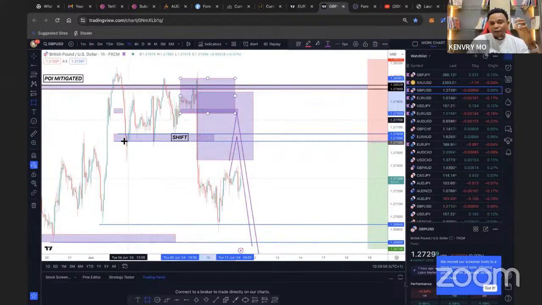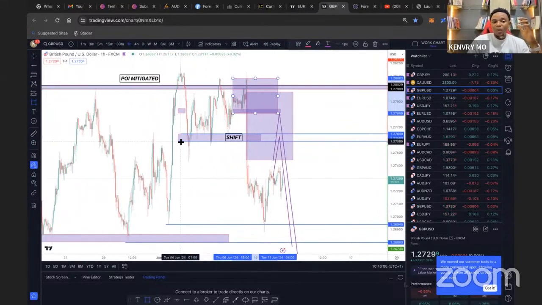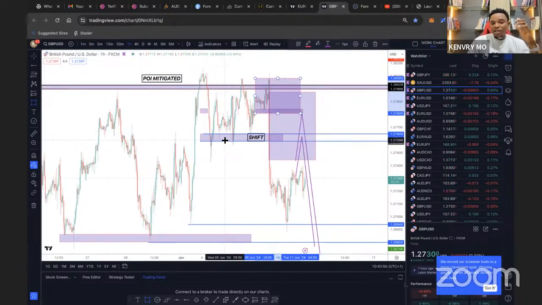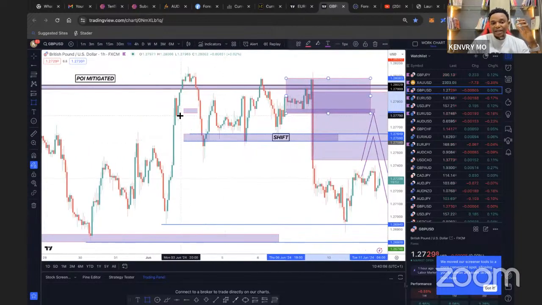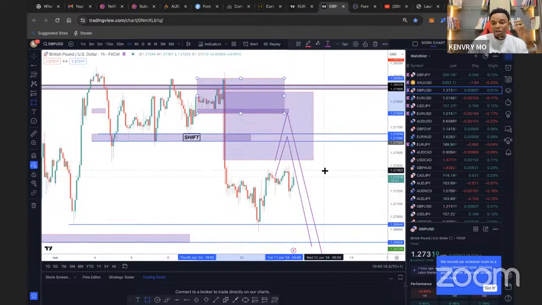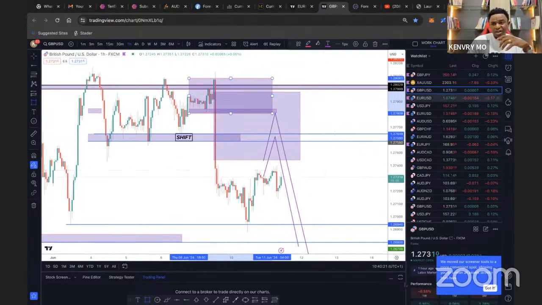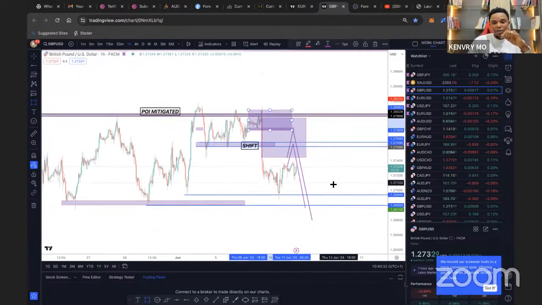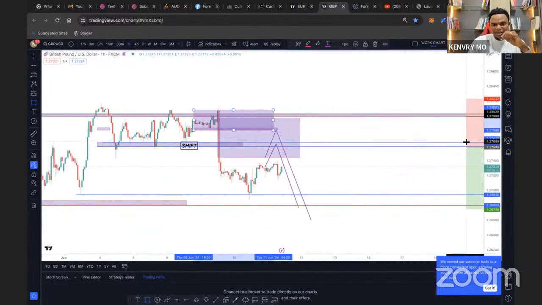There is actually a 4-hour shift here. When the market took out this liquidity, it broke down and created a shift here. If you look here right now, there is a change of character, and the market went back, creating a shift. Since the market broke that shift, it has not retested, which means the market can come here, which is 1.27. You can just take a screenshot, or I'll send it in the Telegram group. These are the two areas I am looking for a sell on GBP USD.